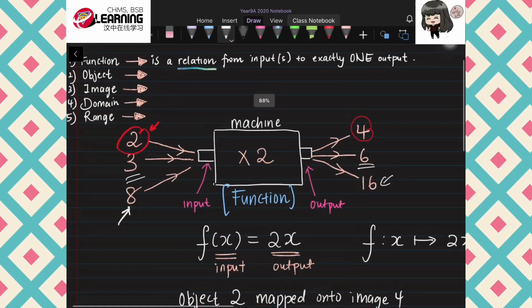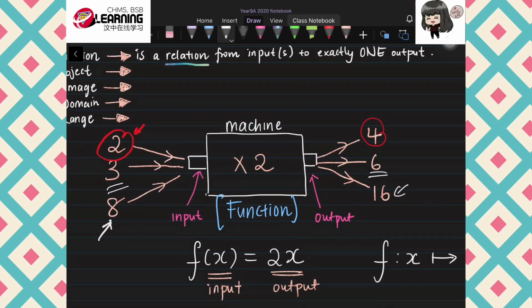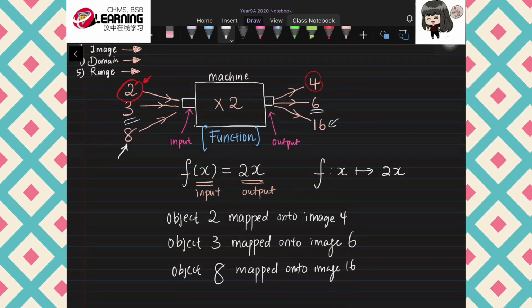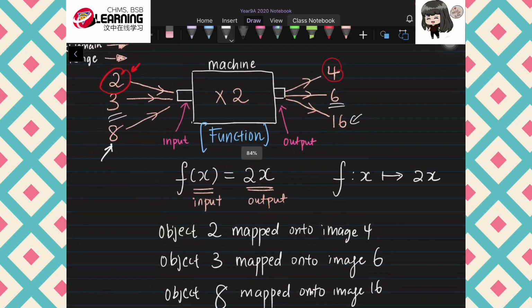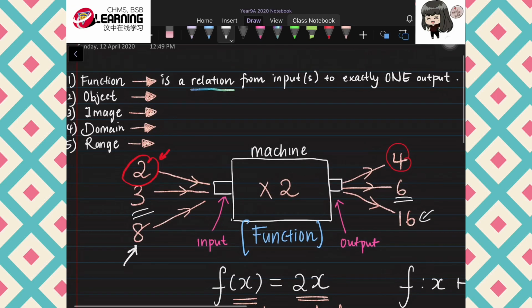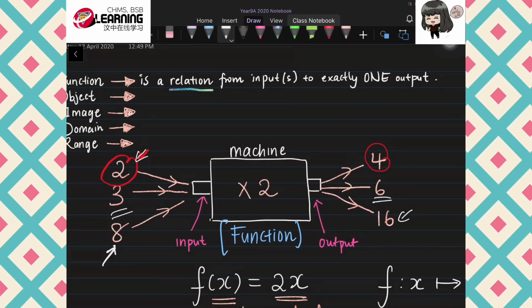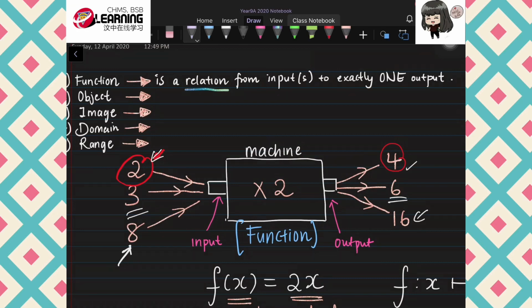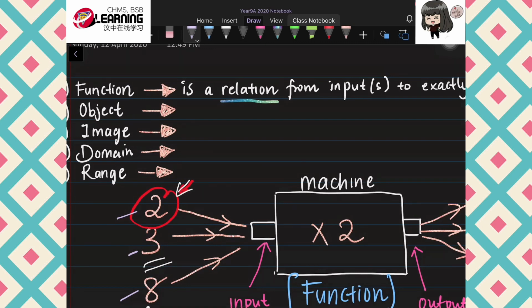So object and image are the individual input and output. Object is for the input, image is for the output. Again, object is an individual input. One input is considered as the object. So object of 2 is under the input and image is under the output. Object of 2 maps onto image of 4. Our objects here are 2, 3, and 8. So basically your object is your x, which is your input.